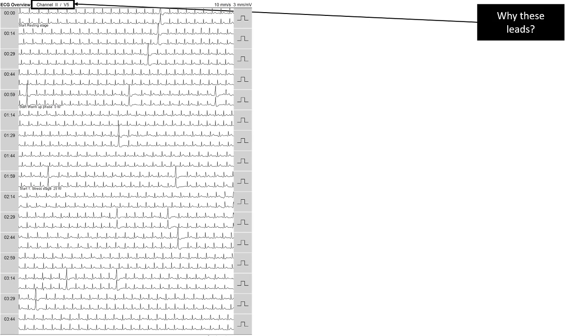V5 is right over the left ventricle, the workhorse of the heart. However, channel 2 is also a very nice lead to look at because, remember, it is exactly in the direction of the heart's conduction. So they are very good leads to look at.